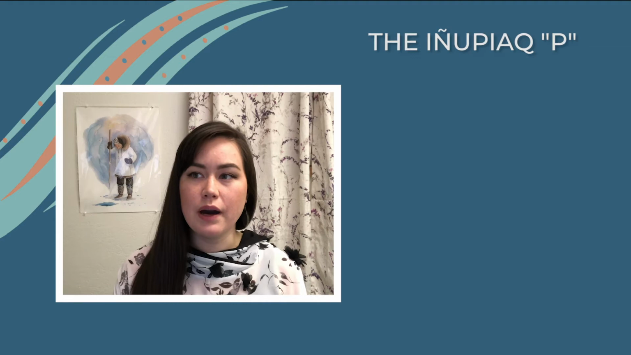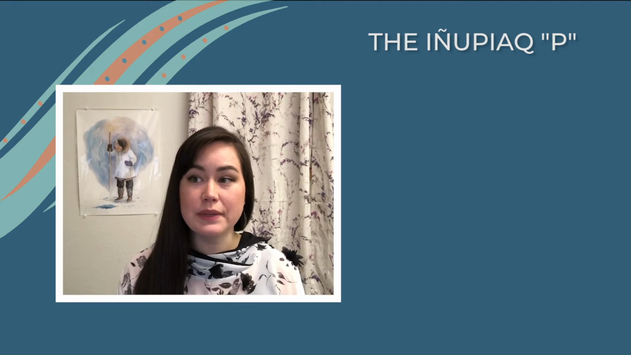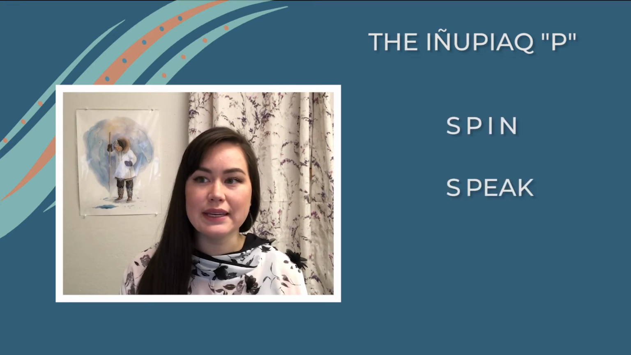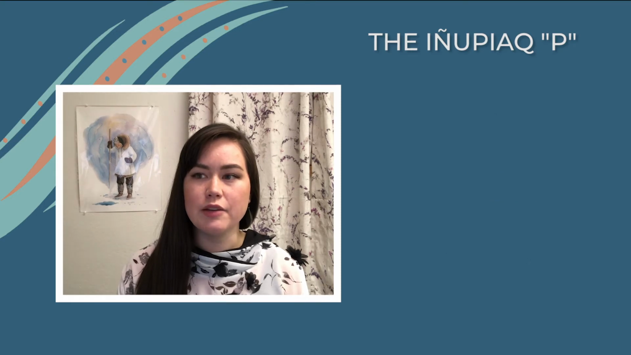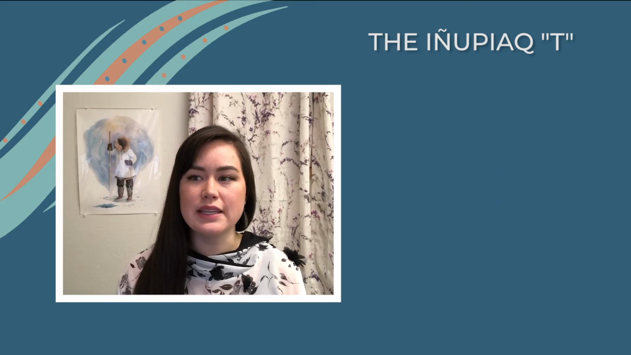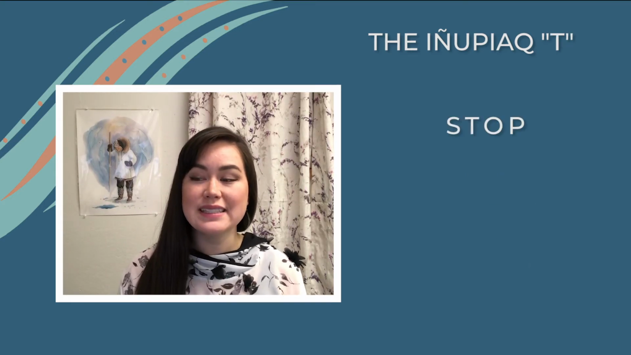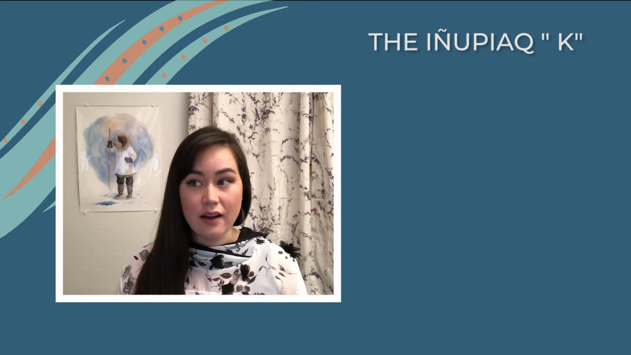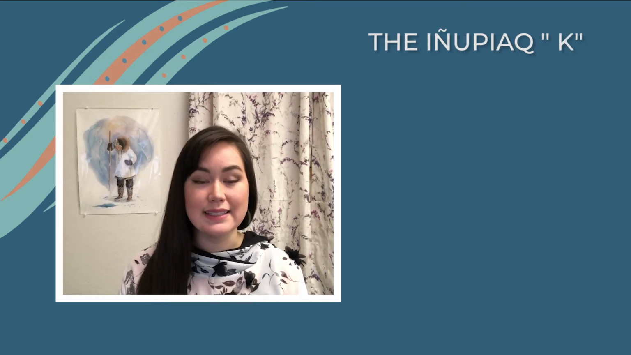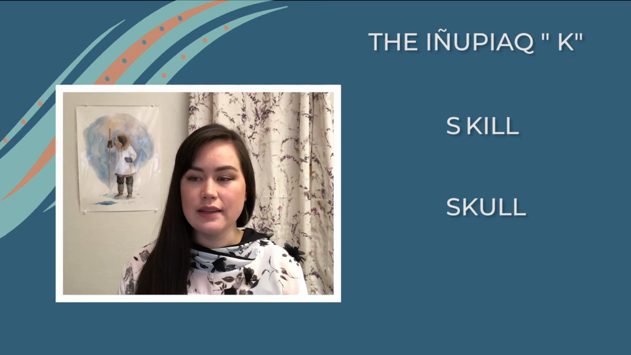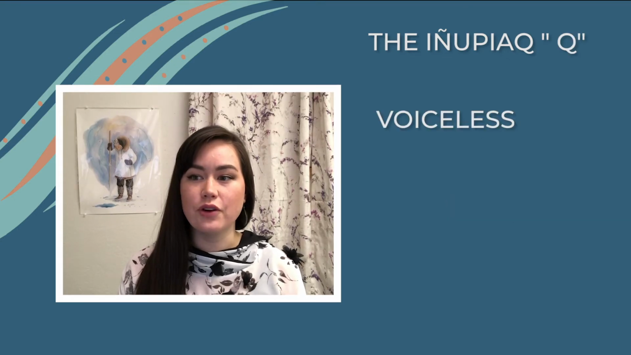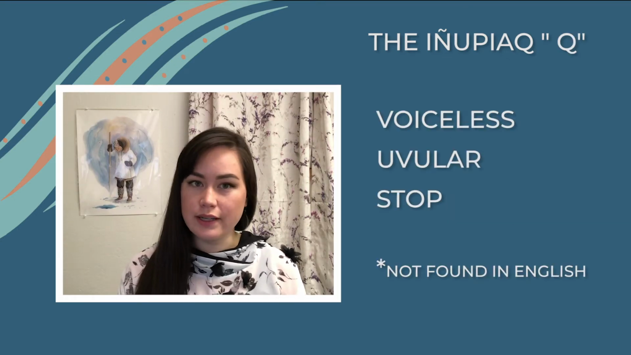The Iñupiaq pa closely resembles the English p in spin, speak, and spoil. The Iñupiaq ta closely resembles the English t in stop, still. The Iñupiaq ka resembles the English k in skill and skull. The Iñupiaq qa is a voiceless uvular stop not found in English.